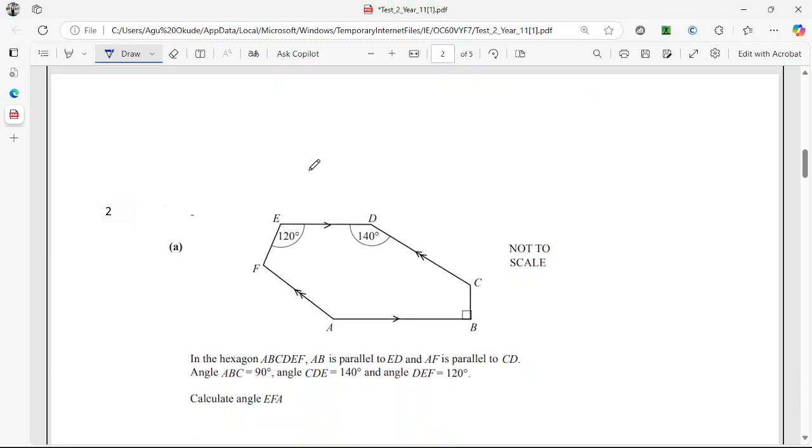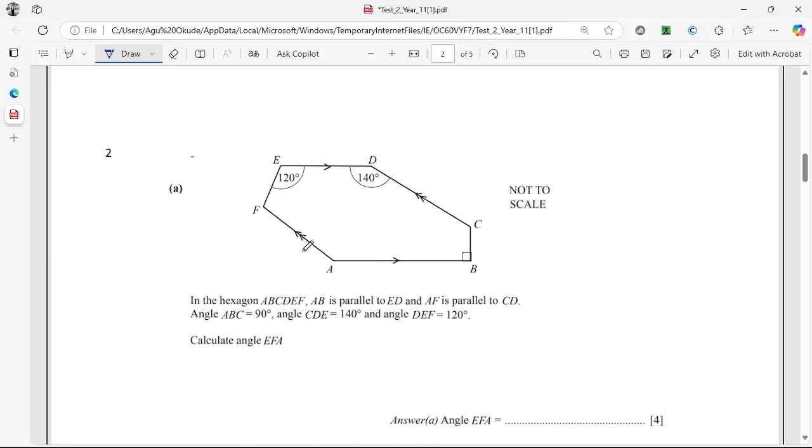Now for number 2, I have a hexagon, which is A, B, C, D, E, F. Now we are told that the line AB is parallel to line ED, as you can see. So line AB is parallel to line ED. That's why you have this mark, this arrow right here.